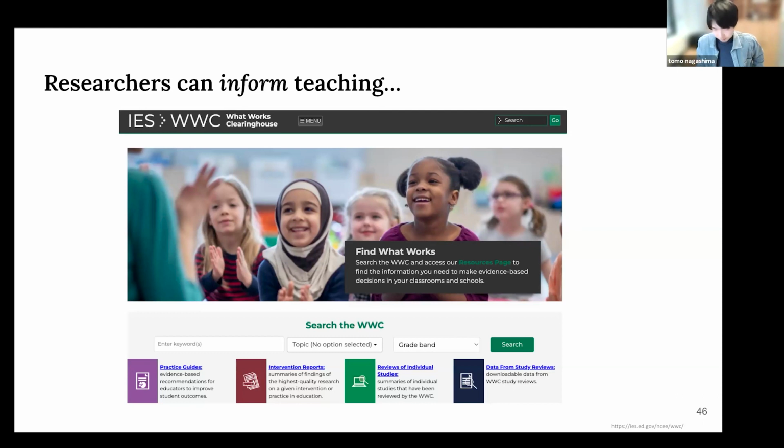This is what is called the What Works Clearinghouse. You can see the title here, from the Institute of Education Sciences, which is part of the Department of Education in the United States. It's an independent organization that reviews scientific studies of how people learn and how to do teaching. They write, for example, intervention reports. They do reviews of individual studies, and they also write these practice guides with the hope that these resources will be helpful for practitioners.